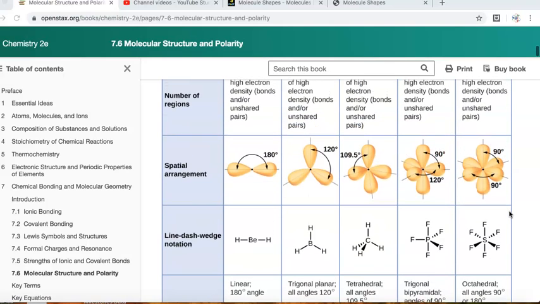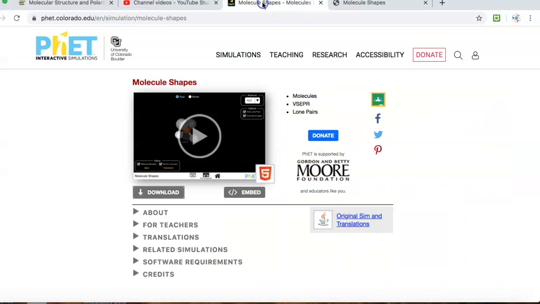So what I wanted us to do is look at the PhET simulation here. You can actually, if you wanted to, look at this as well online. It's free for you to look up online. Here's the web address, so you can look that up. Whenever you get to this page, all you do is click download.